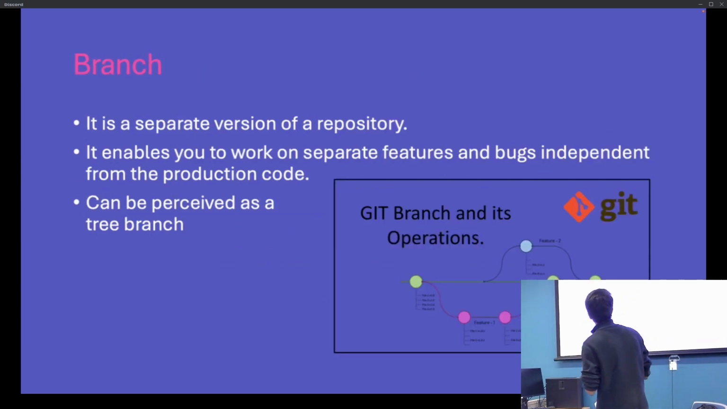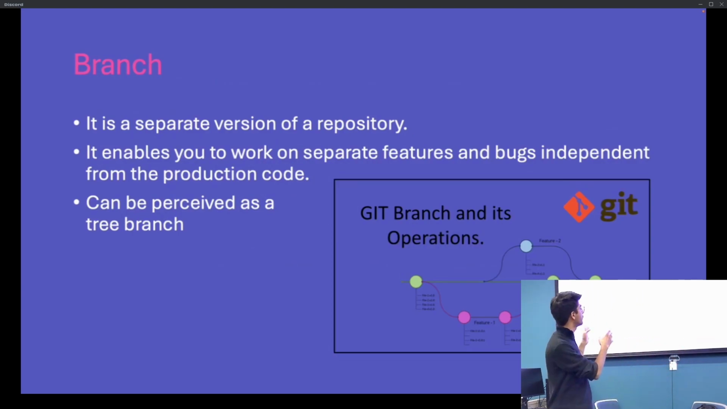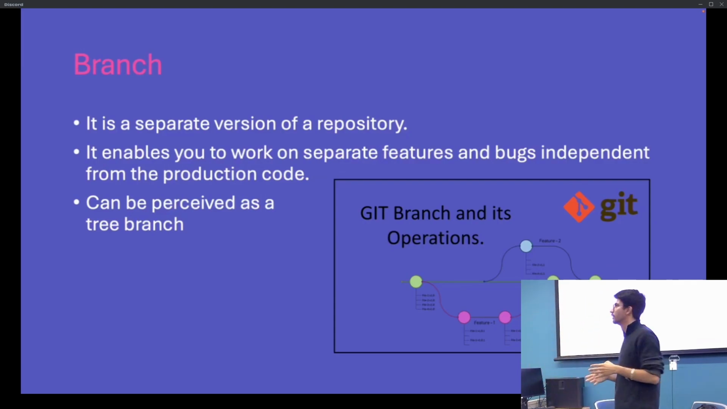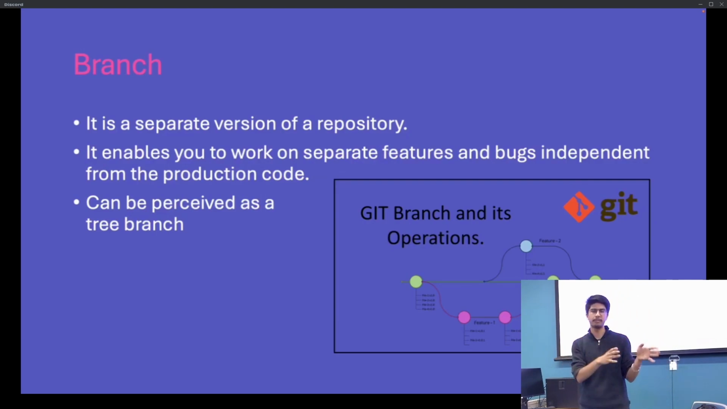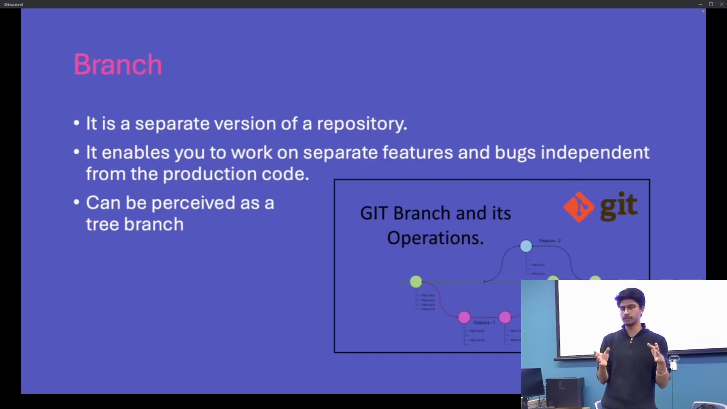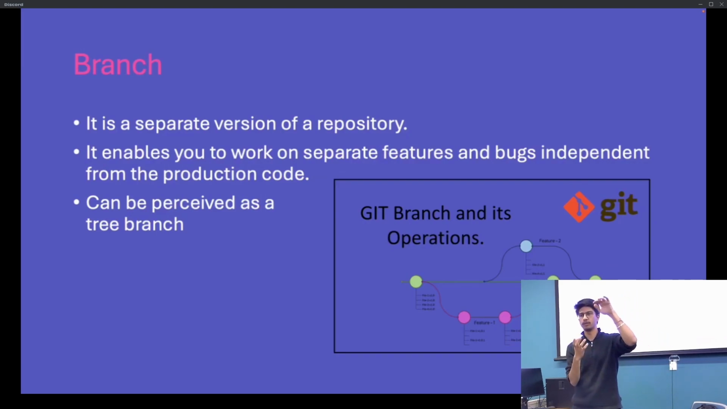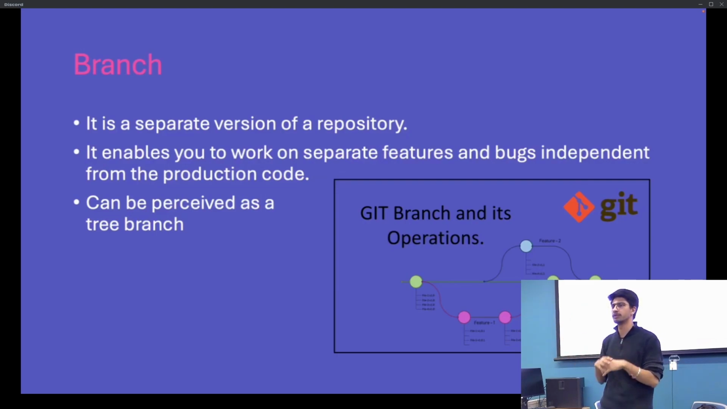Perfect. So what is a branch? A branch extends from the concept of a repository. So a branch is a separate version of your base repository. What it enables you to do is work on different features and different parts of your project separate from the production code. And what I mean by production code is base code that is potentially deployed to a server or deployed to a service or practically faced by your customers.